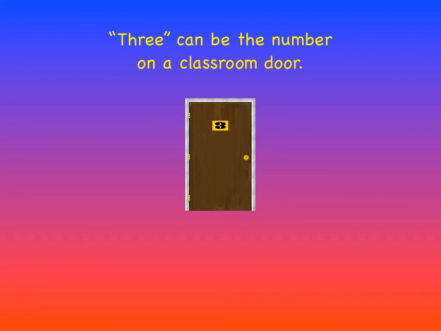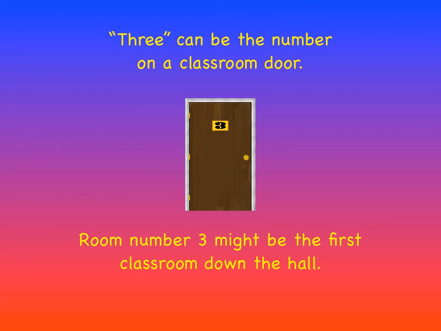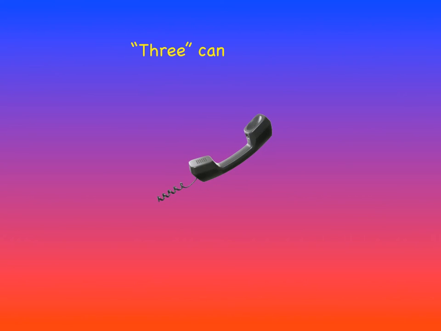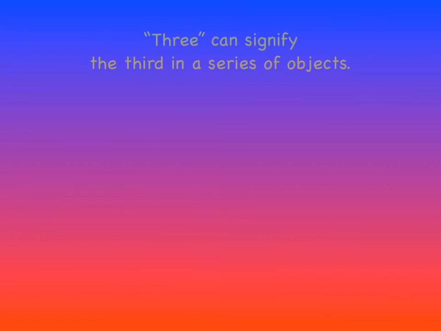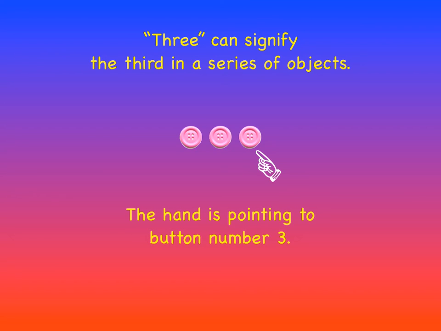3 can be the number on a classroom door. Room number 3 might be the first classroom down the hall. This is not an amount. 3 can be a digit in your phone number. Most people never think of this as having anything to do with amount either. 3 can signify the third in a series of objects. The hand is pointing to button number 3. But it is only one button. That could be confusing.